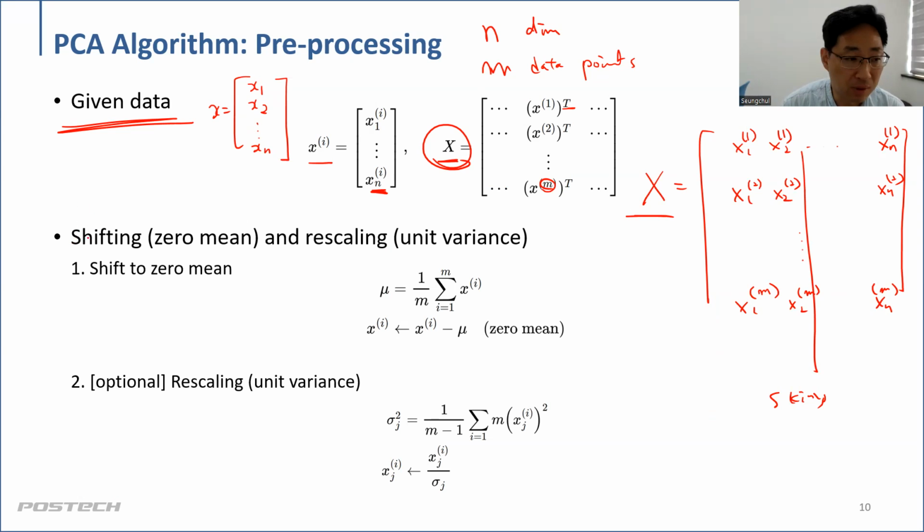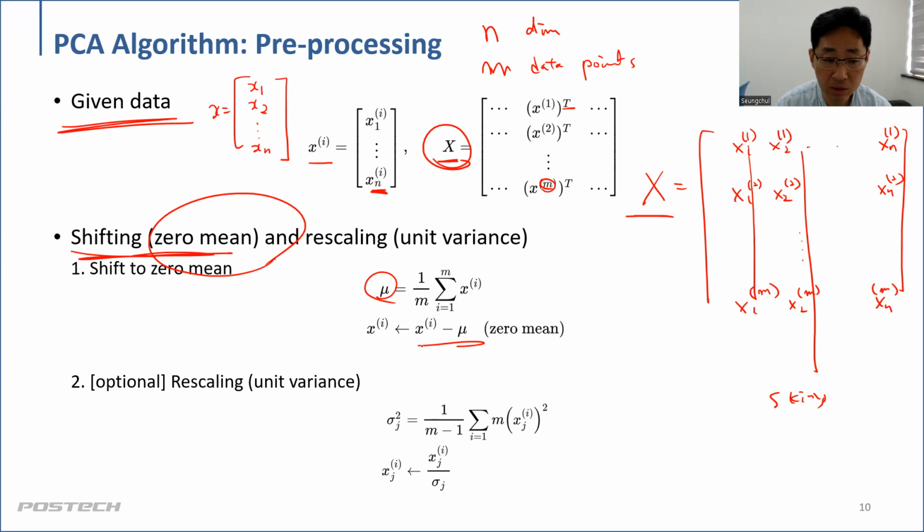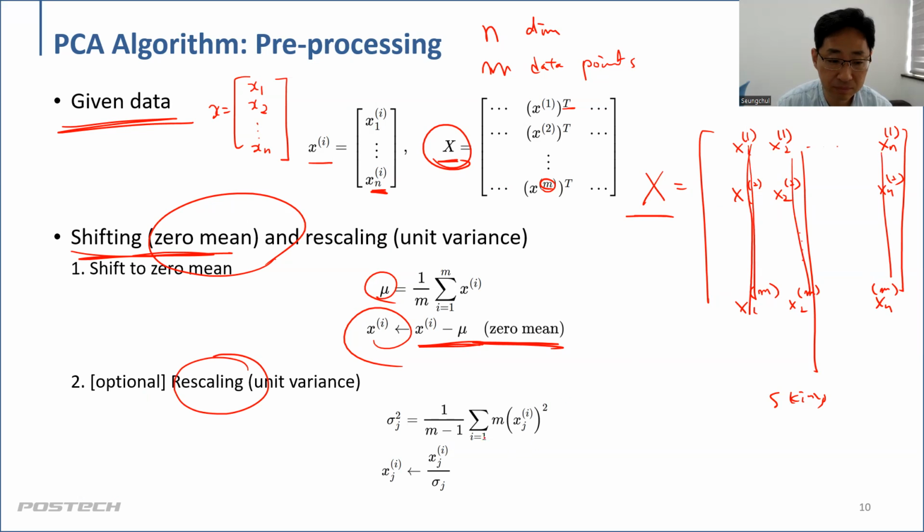First thing first, we're going to shift it. We're going to make zero means. So for each column, compute the sample mean and just subtract it, so eventually you have zero means. And the second thing is rescaling, which means that we can compute the variance for each column, sigma, and divide by that to make unit variance.